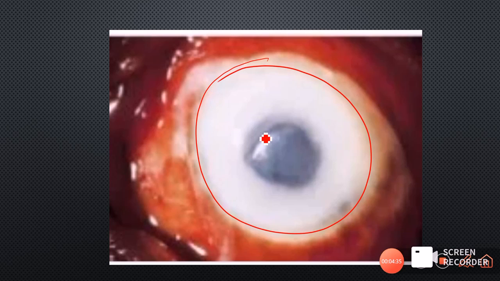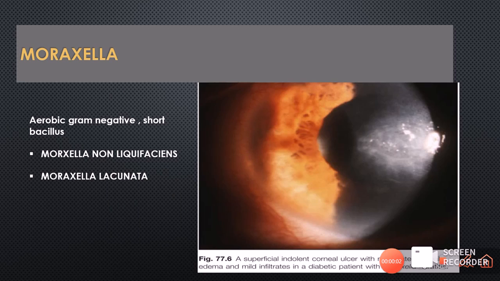So have a look here. This is a peripheral ring-like ulcer. The central part is clear. This is one more gram-negative organism, which is an aerobic organism. A very short bacillus is Moraxella. We have two species: Moraxella non-liquefaciens and Moraxella lacunata. Lacunata is usually associated with angular conjunctivitis, that means conjunctivitis just involving the angles. The typical appearance on the stain is the safety pin appearance. They look like safety pins. They can cause an indolent course, or they can also cause a deep stromal abscess. So it's an atypical organism which does not very commonly cause corneal ulcers.